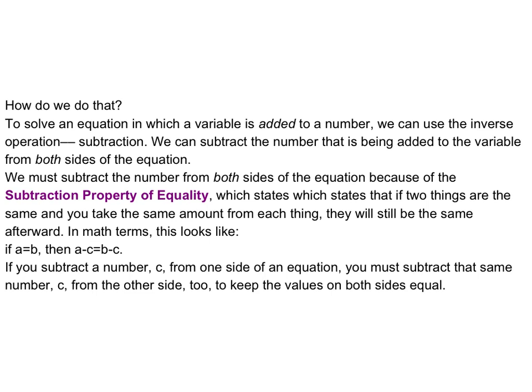So how do we do that? To solve an equation in which a variable is added to a number, we can use the inverse operation, subtraction. We can subtract the number that is being added to the variable from both sides of the equation. You must subtract the number from both sides because of the subtraction property of equality, which states that if two things are the same and you take the same amount away from each thing, they will still be the same afterwards. In math terms, it looks like this. If a equals b, then a minus c is equal to b minus c. If you subtract a number, c, from one side of an equation, you must subtract that same number, c, from the other side too, to keep the values on both sides equal.